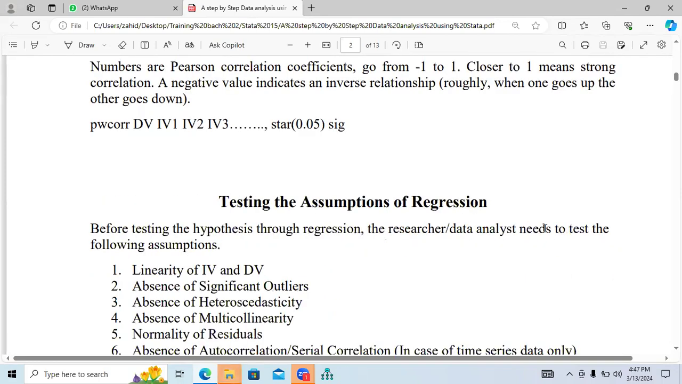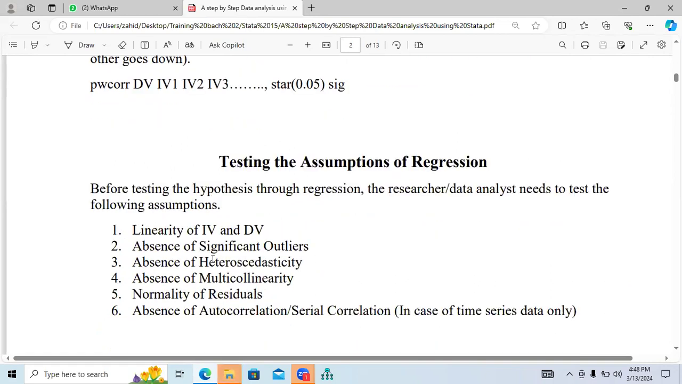Yesterday, I also gave an overview of the assumptions of regression, but today I will discuss in detail what is linearity between independent and dependent variable, how to test the linearity of the variables, how to test the significance of outliers, how to test heteroscedasticity, multicollinearity, normality of residuals, and how to test the autocorrelation or serial correlation in case of time series data. So we are going to discuss these things in greater detail.